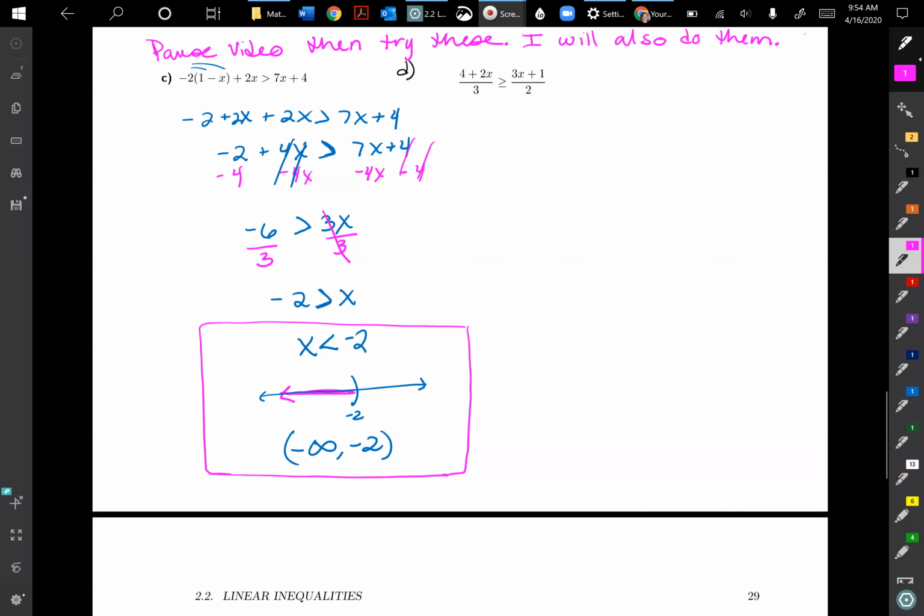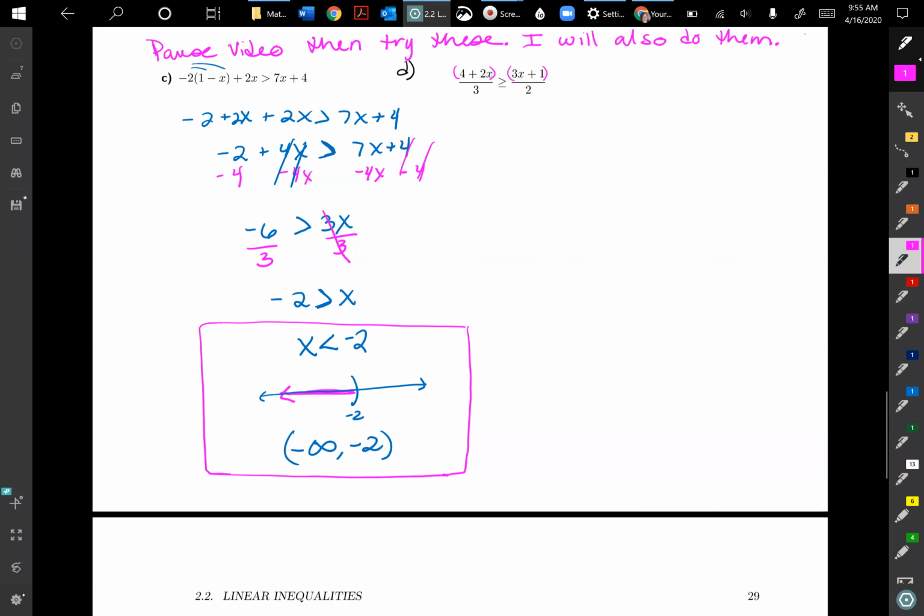Okay, for letter D, 4 plus 2x all divided by 3 greater than or equal to quantity 3x plus 1 in the numerator all divided by 2. So first thing I want you to start getting in the habit of is thinking about numerators, or denominators, as being grouping symbols. So we're going to add some parentheses around, just so when we start solving this, we don't forget to distribute.